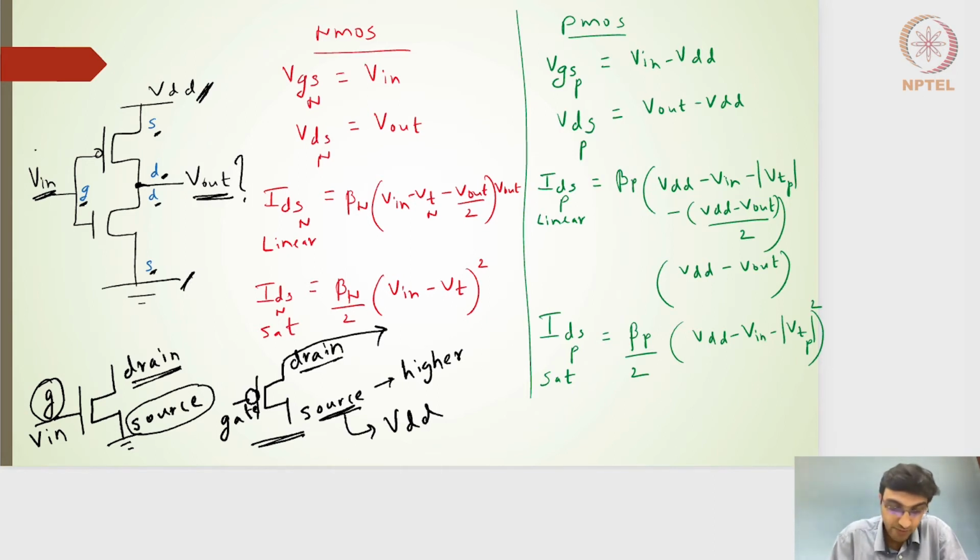Right. So if the input voltage is VDD, what should be the output? If the input voltage is 0, what should be the output? If the input voltage is VDD by 2, what should be the output? If the input voltage is less than VDD by 2 and greater than 0, what should be the output voltage? And then so on.